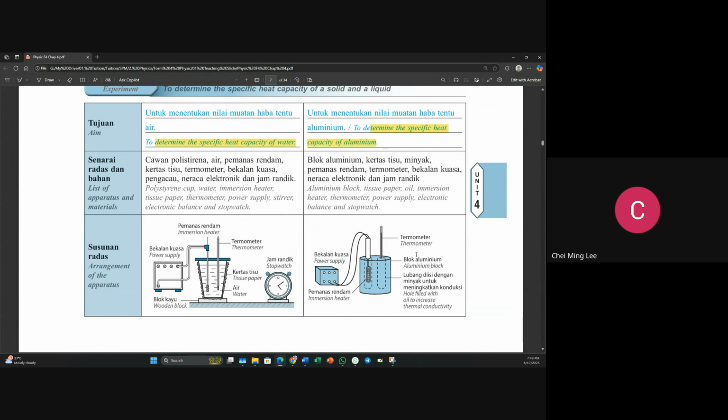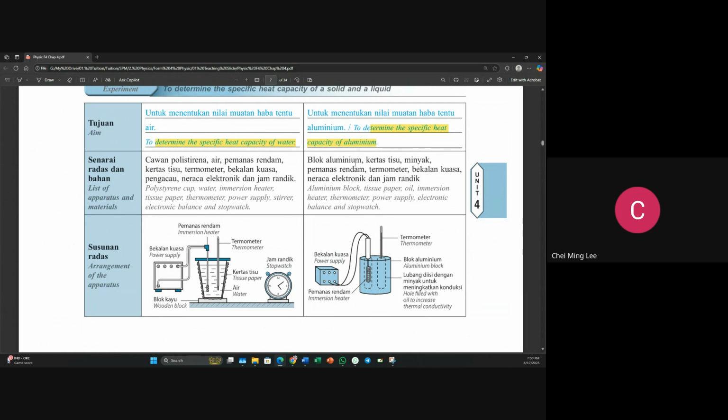While for the aluminium one, they also use an almost similar setup, with a power supply and immersion heater, put inside a block of aluminium with two hollow tubes. So you put the heater inside one, and the other one is for the thermometer. The hole normally will be filled with oil. This is to increase the thermal conductivity so that the readings on the thermometer will be more accurate.